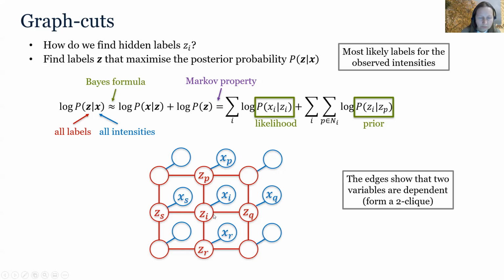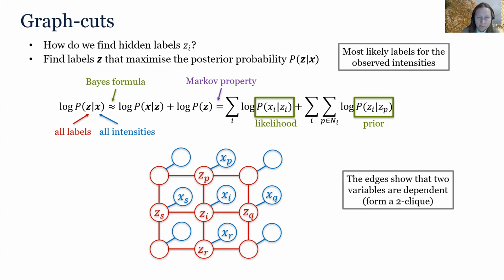And for each of these red edges, we will have one term. So we will have a probability of the current label Zi given the label of its neighbor. We will sum them up through all the neighbors and then through all the pixels in the image, so all the 2-cliques that we have. All right, so we have our objective that we want to maximize this posterior probability.